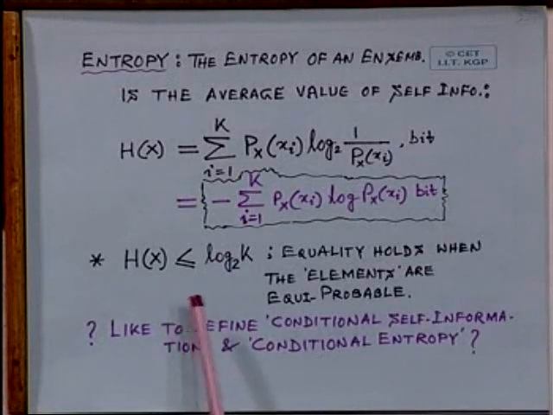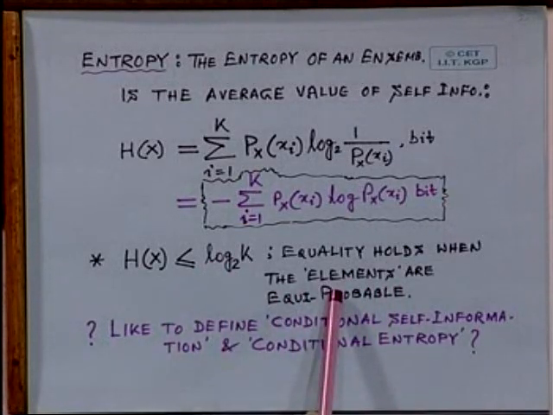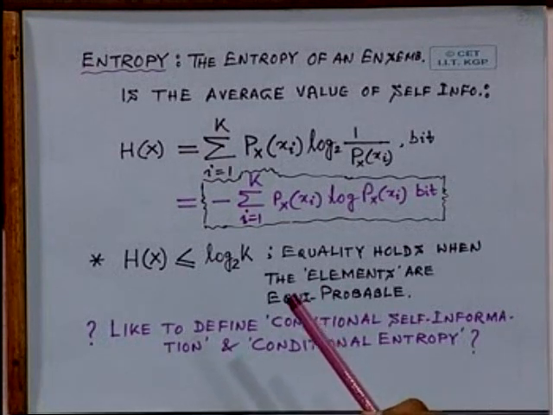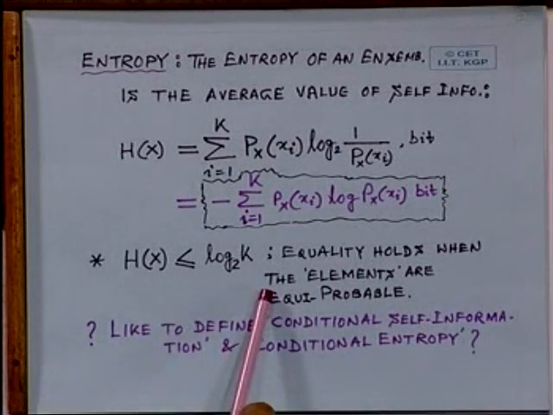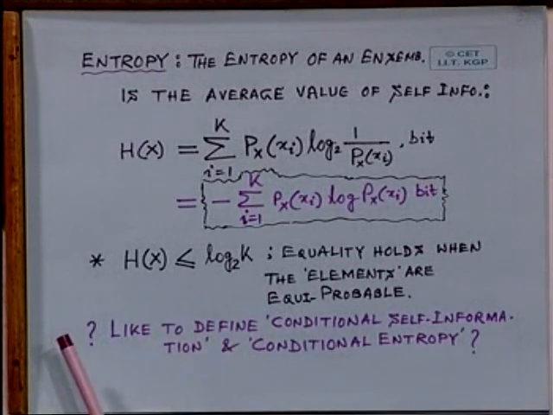So, when the elements are equally probable, by elements you remember I have defined elements earlier, elements are the outcomes basically from the statistical experiment. When the elements are equiprobable, then H(X) is equal to log of k, otherwise it is less than that. H(X), now let me ask, is it a characteristic feature of a source, information source?